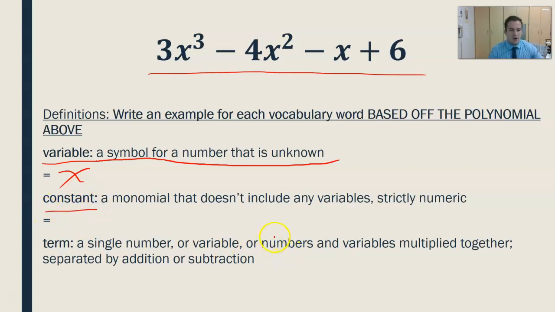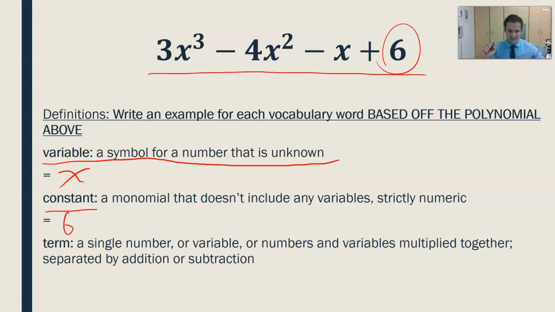Constant. A constant is a monomial that doesn't include any variables, strictly numeric. In layman's terms, it's a number without any variables. So right here is our only number without any variables. So our constant is 6. That number is not ever going to change because it's not being multiplied by a variable. Nothing's going to happen to it.